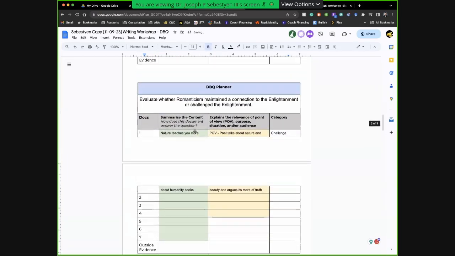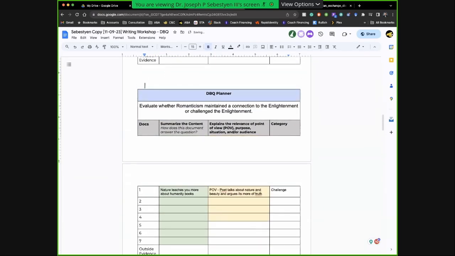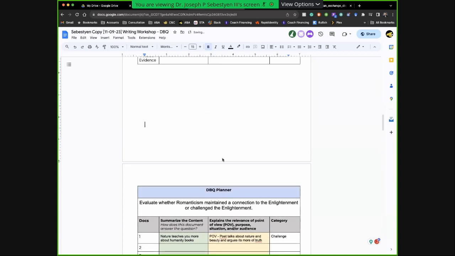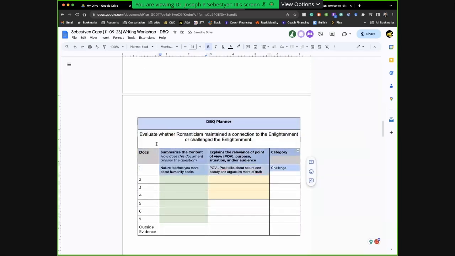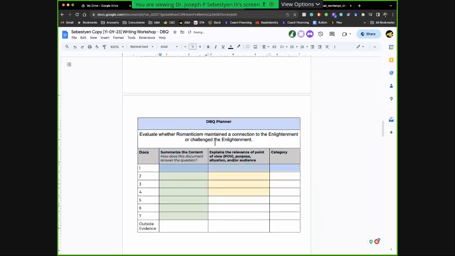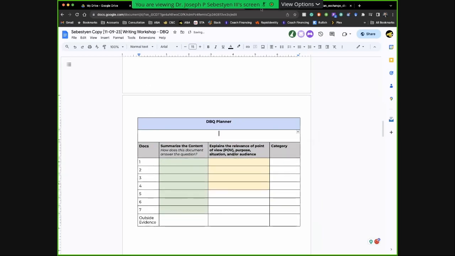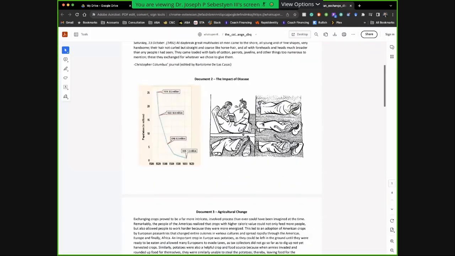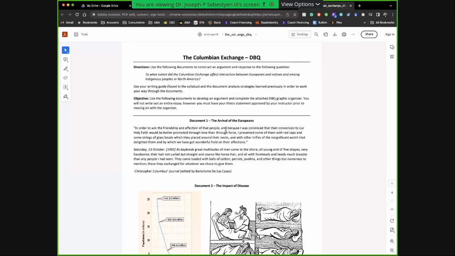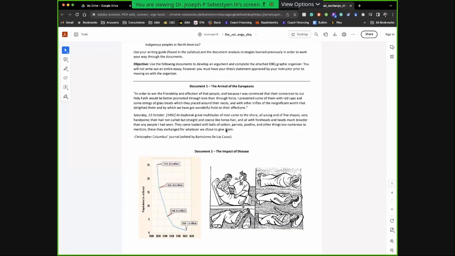Let's do World down here. So all you gotta do is make a copy of it. So let's look at World real quick. So World, the Columbian Exchange. The question is, to what extent did the Columbian Exchange affect interaction between Europeans and natives and among indigenous people in North America? Okay. Document 1. The arrival of Europeans.